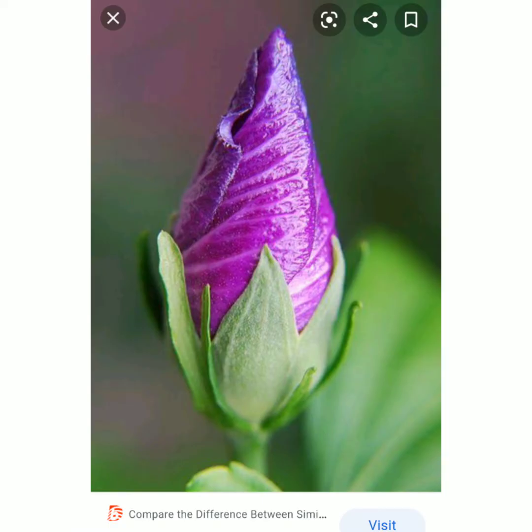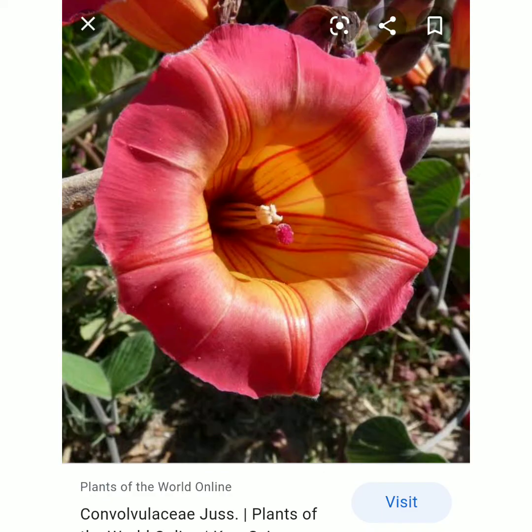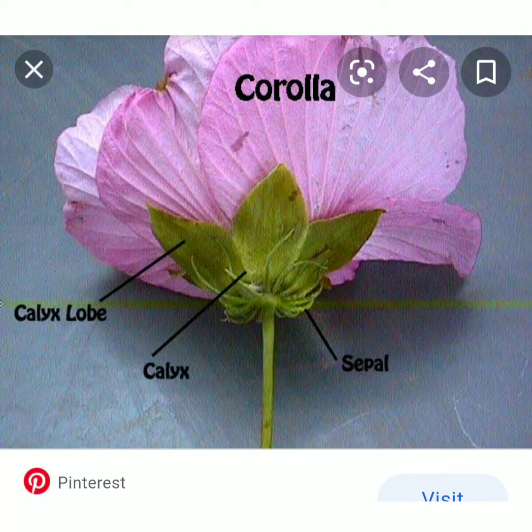Then the next one is the calyx. The single unit of calyx is called a sepal. That is, sepals unite to form the calyx, the first, outermost whorl, which protects the flower in its bud state, and after the flower opens, it gives support to the petals. Then the next one is the corolla, the attractive and showy whorl which attracts insects for pollination.